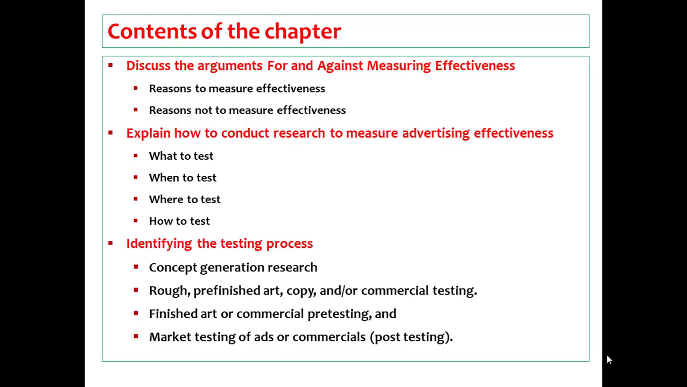The second objective deals with explaining how to conduct research to measure advertising effectiveness. In this case, today we are going to answer these four questions when we have a plan to measure the effectiveness of an advertisement or any promotion campaign. First, we have to answer what should be tested, and second, when to test, which means the time that we are going to undertake the research. The third one is where to test, is it in a laboratory or a field test, and finally how it will be undertaken or conducted. This deals with the guidelines and the research methodology that we are going to employ.